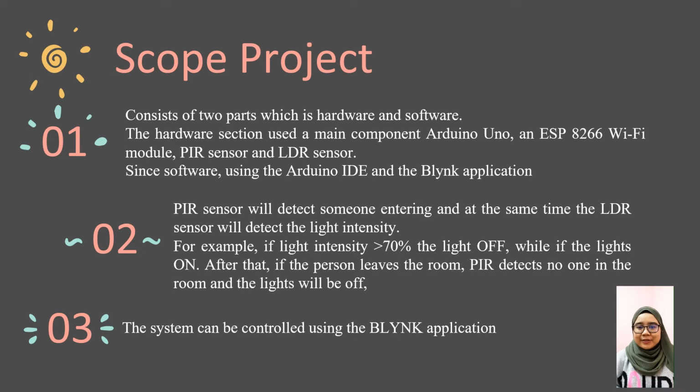The PIR sensor will detect someone entering, and at the same time the LDR sensor will detect the light intensity. For example, if light intensity is more than 70%, the light will be off, while otherwise the light will be on. After that, if the person leaves the room, the PIR sensor detects no one in the room and the light will be off. The system can be controlled using the Blynk application.